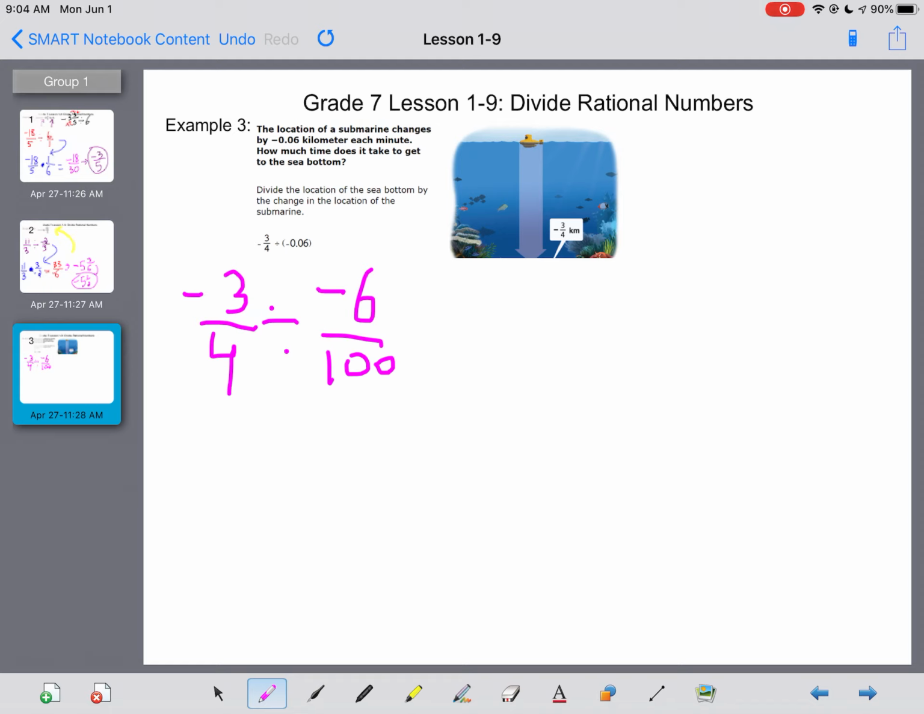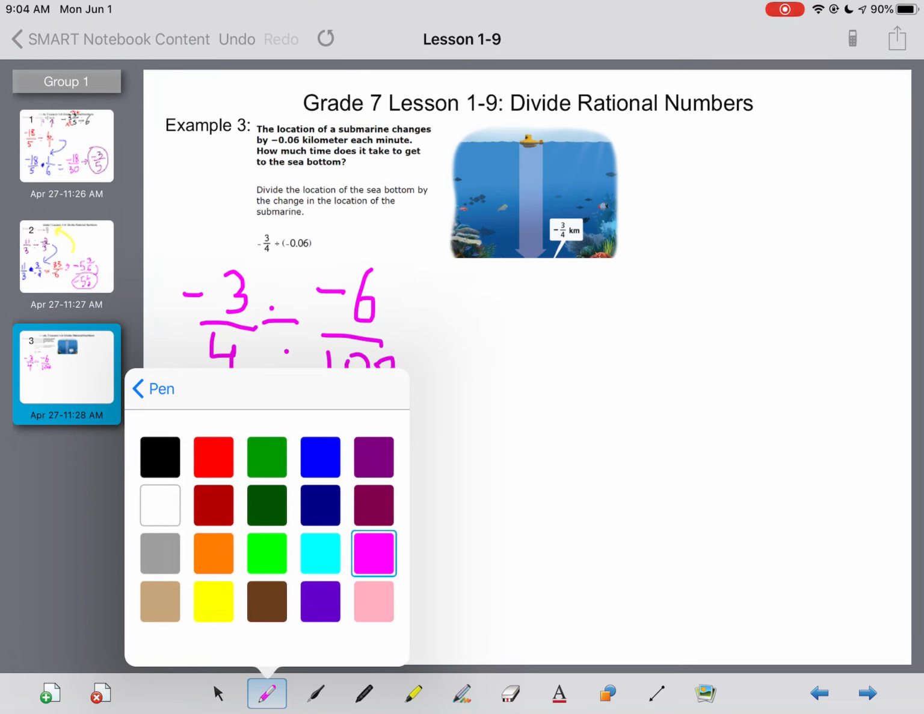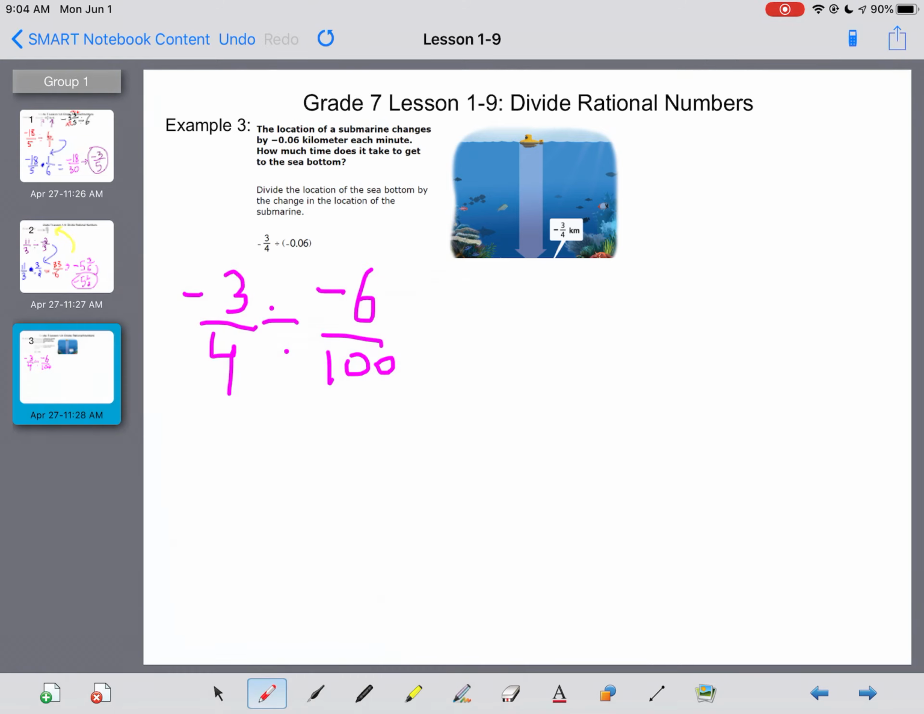Okay, now we have to do my same opposite. That means keep the first fraction the same, change division to multiplication, and then the opposite of negative 6 over 100, or flip, we could say. Sorry, we should not say same opposite. Maybe we could use keep, change, flip, or keep, and then multiply by its reciprocal. So here we go. Negative 3/4 stays the same.